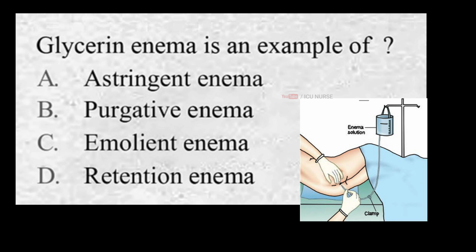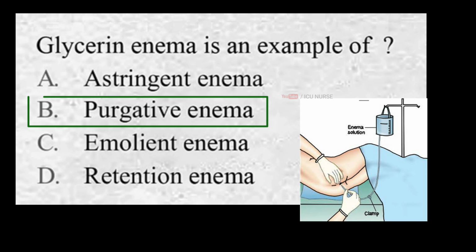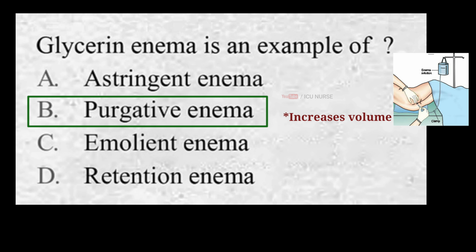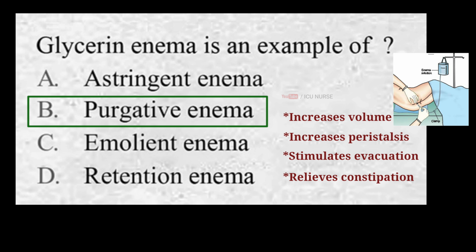Glycerin enema is an example of A. Astringent enema, B. Purgative enema, C. Emollient enema, D. Retention enema. And the correct answer is B. Purgative enema. Upon rectal administration, glycerin enema creates an osmotic gradient, thereby attracting water into the rectum. This increases volume, increases peristalsis, stimulates evacuation, and relieves constipation.